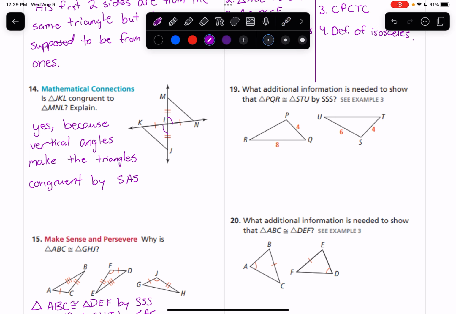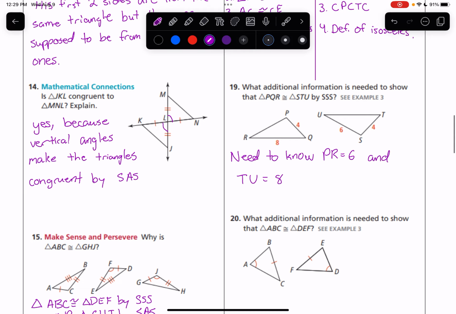I need to know for sure that the missing side of PR is equal to 6 and that the missing side of TU is equal to 8. Because that would show me that all 3 sides of the triangle on the left are congruent to all 3 sides of the triangle on the right.